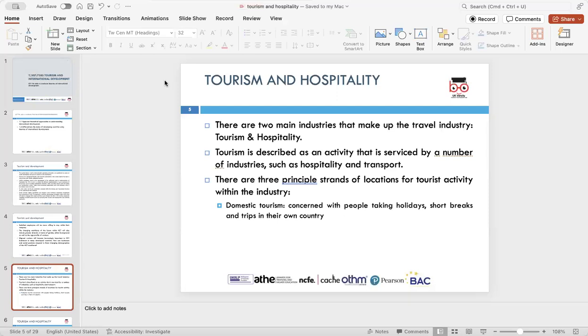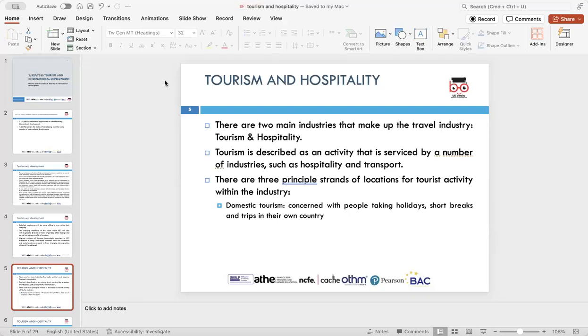Right. So the travel industry emphasizes two main sectors, tourism and hospitality. Tourism encompasses activities supported by several industries, including hospitality and transportation, enabling people to explore various destinations.